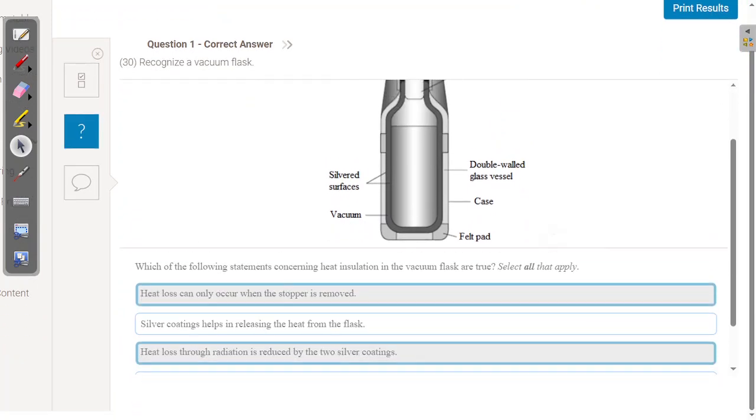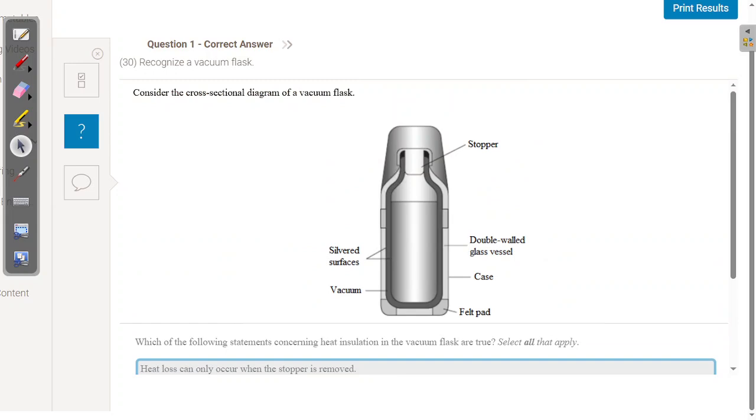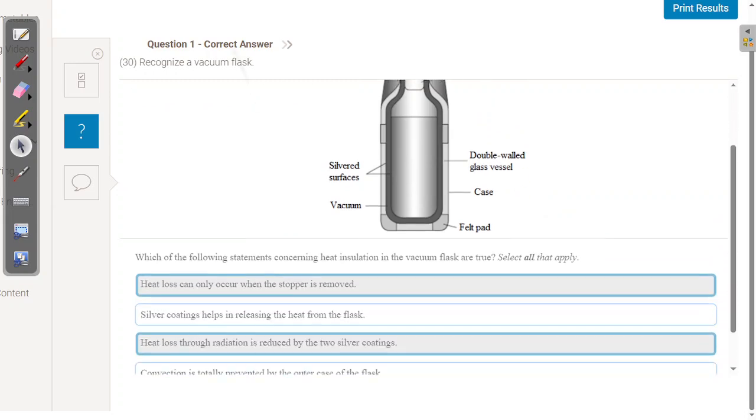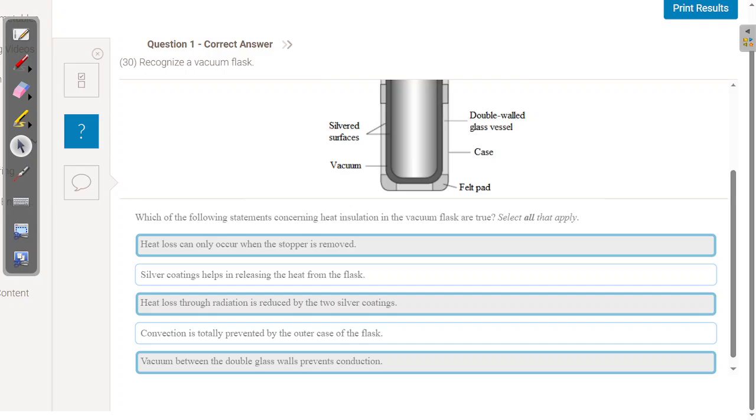Okay, let's start. Which of the following statements concerning heat insulation in the vacuum flask are true? Heat loss can only occur when the stopper is removed. Yes, this makes sense. The function of the flask is to keep it warm or keep it cold. Only if you open it, it's going to lose heat.